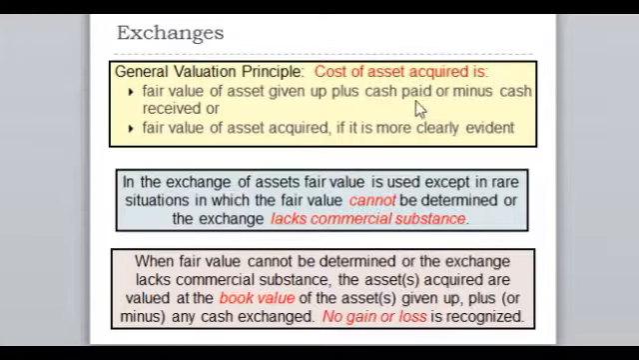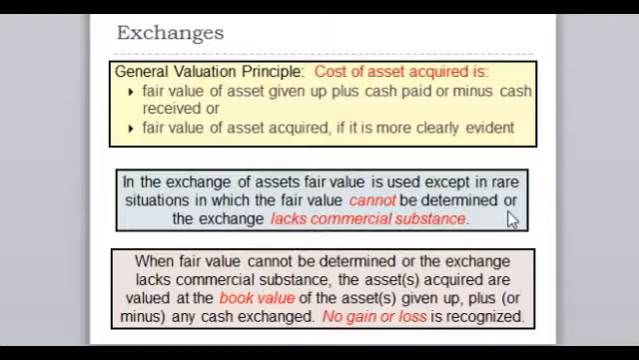So the cost of the new equipment that you are getting from the exchange will be the fair value of the asset you are giving up plus additional cash you have paid. If it's the other way around, if you received cash from the other party, then we'll reduce it. It's the reverse. Okay?